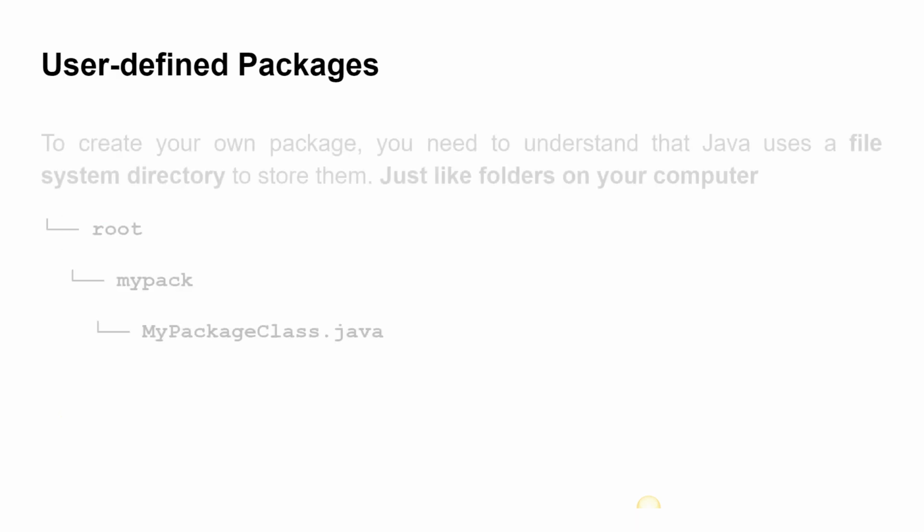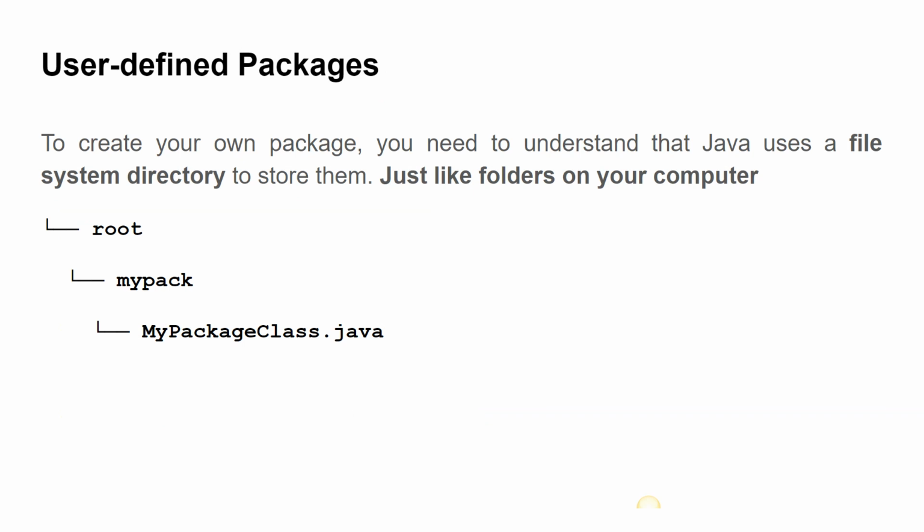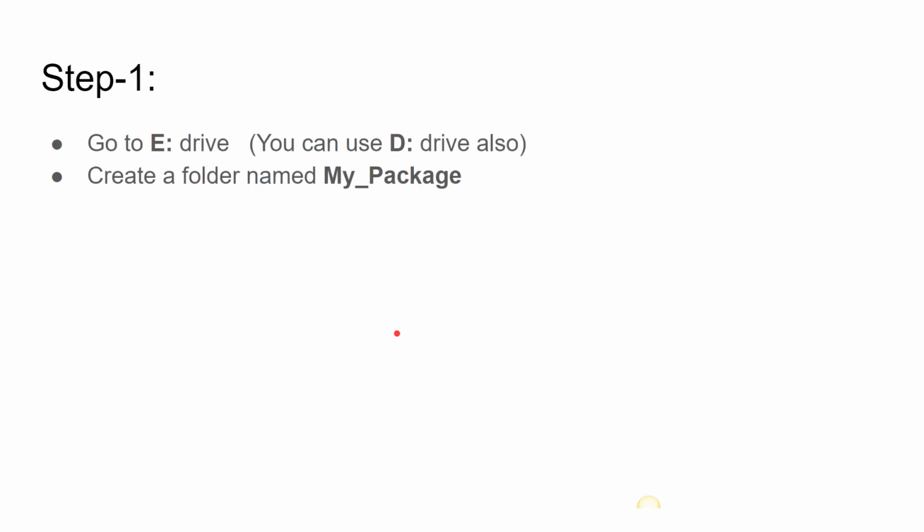And user defined packages. To create your own package, you need to understand that Java uses a file system directory to store them, just like folders on your computer. First, I have a main folder, that is root, and if you open that root folder, you can see a subfolder, that is mypack. If you open this subfolder or sub package, you will see the main class file, MyPackageClass.java. Step 1: first open My Computer or This PC, double click on that and go to E drive or D drive also.